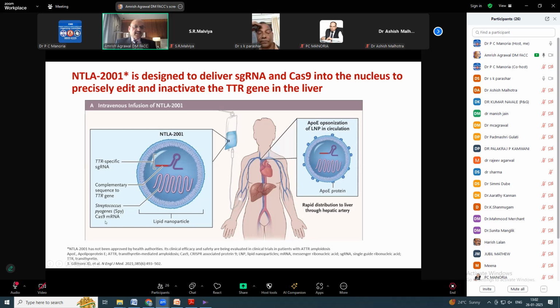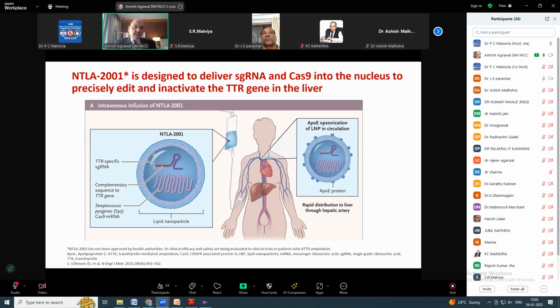Cas9 is a discovery of the century, we can say, and the people involved received prizes for it. It is derived from Streptococcus pyogenes. What it does is, once you couple it with the specific RNA and it attaches, it cuts the DNA into two portions. Which portion of DNA is cut is identified by the single guide RNA.